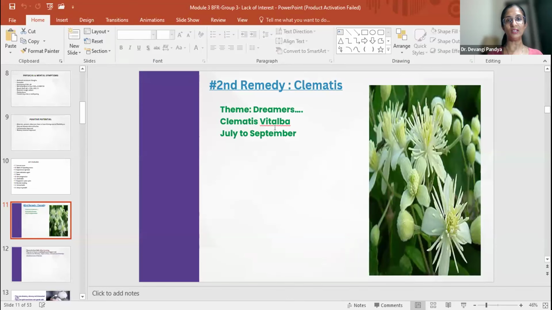The second one is clematis. As it says, they are dreamers. They would constantly be in a dreamy state.